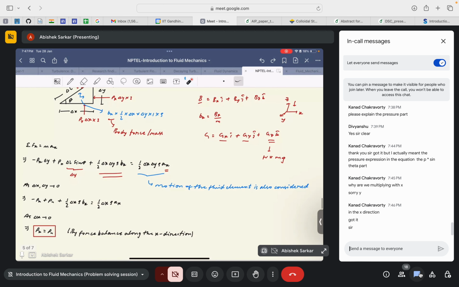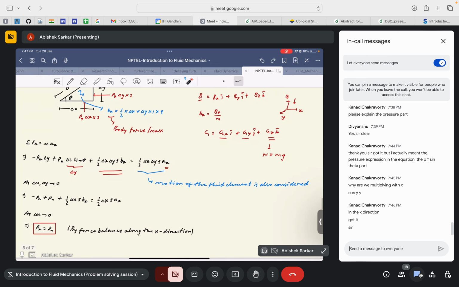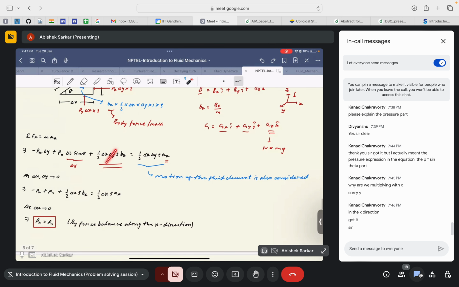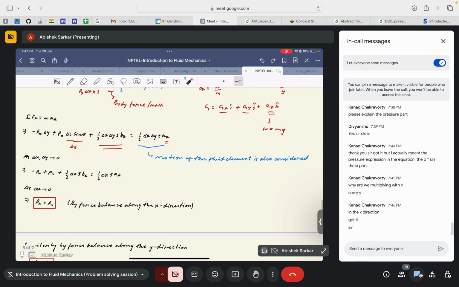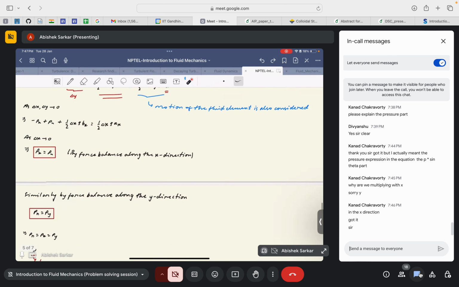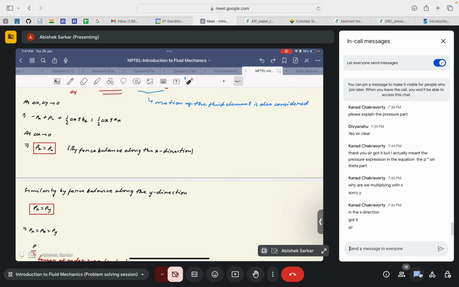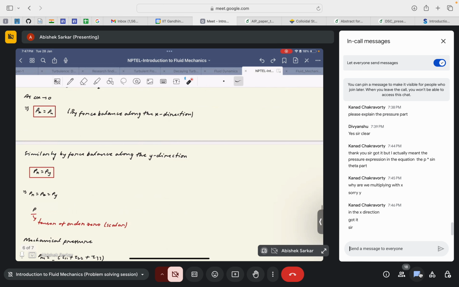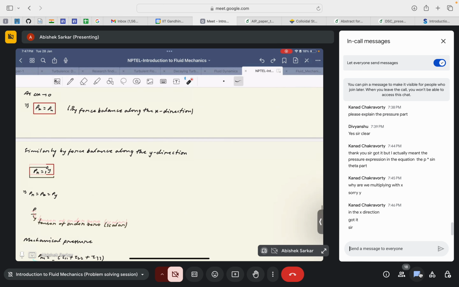These parts I have already discussed. If delta x and delta y tend to 0, then we can cancel delta y from all the terms, and with this expression, if delta x also tends to 0, then we will have px is equal to pn. Similarly, by force balance along the y direction, we will have pn equal to py, and in the generalized case we will have pn equal to px equal to py.